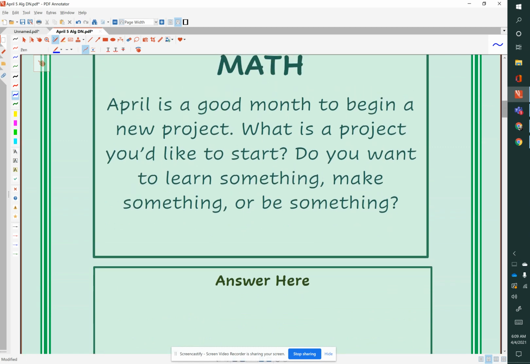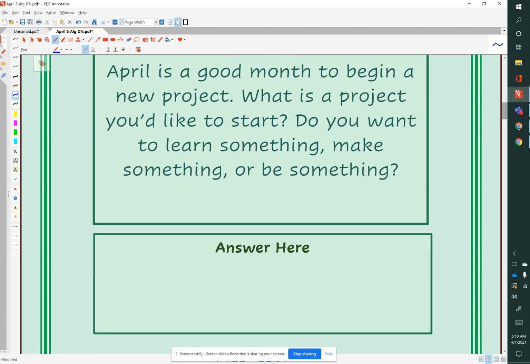April's a good month to begin a new project. What is a project you'd like to start? Do you want to make something, learn something, or be something? People often think about January and September as the fresh start months, but I think spring is also a great fresh start month as well. So think about something you want to do, be, learn, or know more about, and maybe April is a great time to get started with that. So I'd love to hear what you're interested in. So please tell me right there.